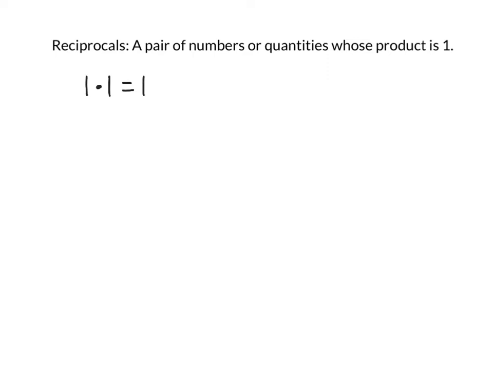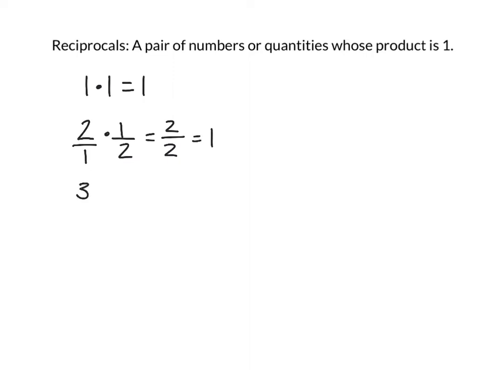So let's just look at the number 2, because every number has a reciprocal. So what is the reciprocal of 2? Well, it's 1/2. Because 2 times 1/2 is 2 over 1, that's how we make 2 into a fraction, times 1 over 2. 2 times 1 is 2. 1 times 2 is 2. 2 over 2 equals 1. The product of 2 and 1/2 is 1.